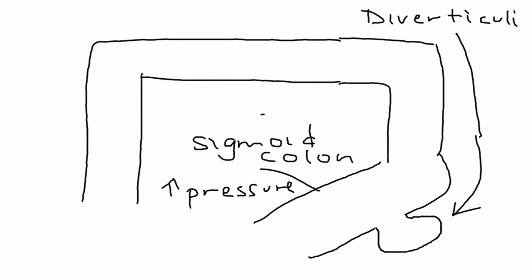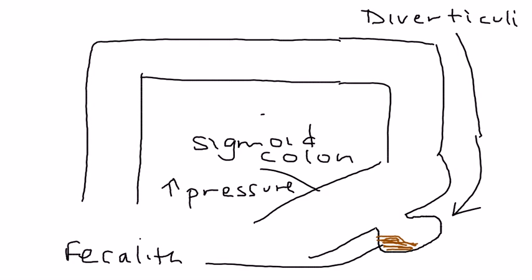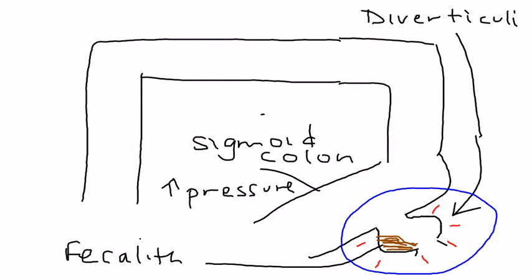Now what happens over time is you can get this fecalith deposit inside, and this is known as fecalith, and undigested food particles, things like that. And what that can do is it can lead to inflammation, and it can also lead to a perforation. So diverticulitis is essentially this process right here, the inflammation of a diverticuli.